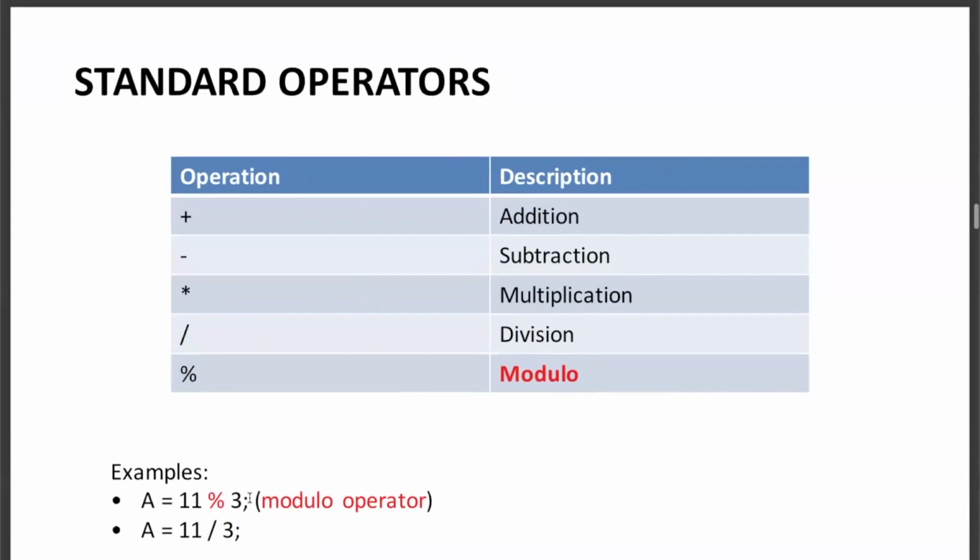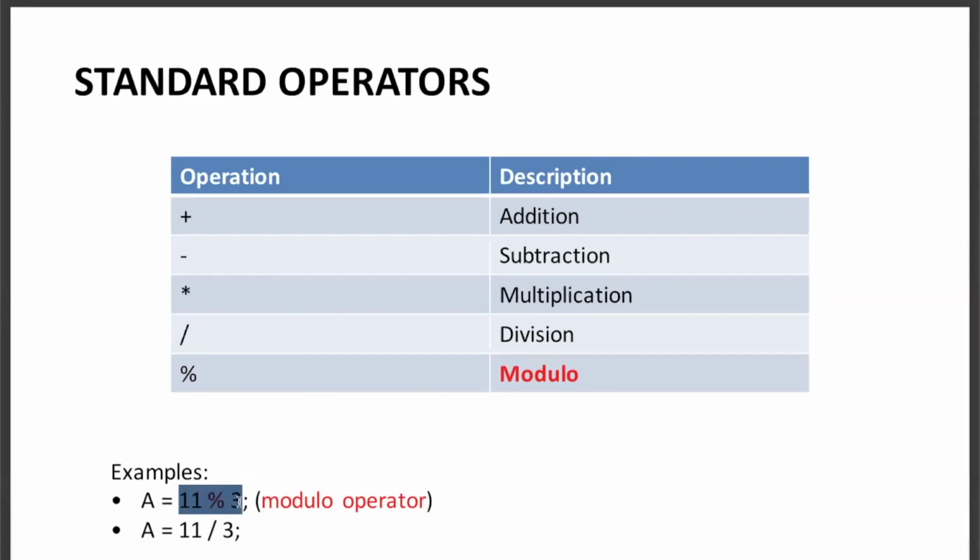This modulus gives you essentially the remainder of a division. When 11 is divided by 3, the quotient is 3, right? Because if the quotient were 4, it would give you 12, and that's not the answer. But the remainder, when you divide 11 by 3, is going to give you 2, right? While the quotient is 3, the remainder is going to be 2.